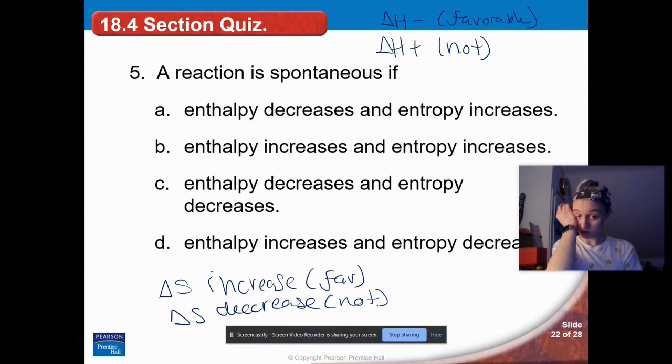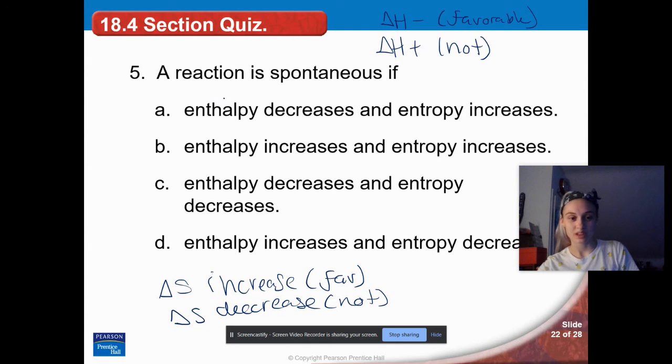These are just rules you have to remember. I will say your test will be open note, so as long as you have these notes somewhere, you should be okay on this kind of question. So enthalpy decreasing, we know is favorable. Enthalpy increasing is not spontaneous. Oh my God, I'm sorry. I'm reading this as delta S's, but these are delta H's.